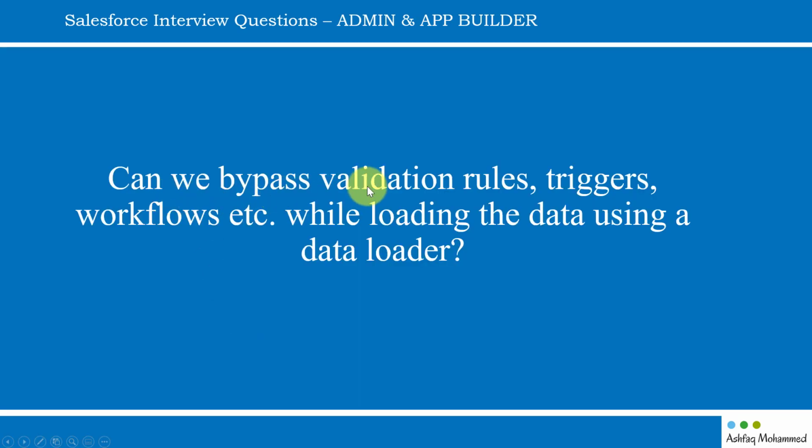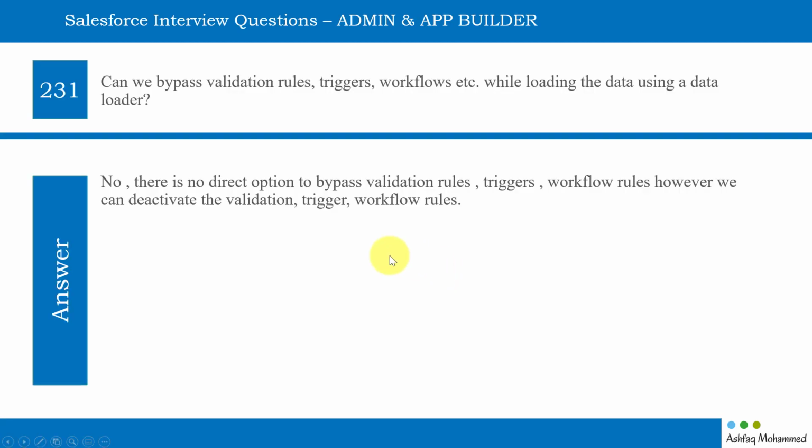Can we bypass validation rules, triggers, workflows, etc. while loading the data using the data loader? Let's see what the answer is. No. There is no direct option to bypass validation rules, triggers, or workflow rules. When you upload the data, there are multiple validation rules, so we have to make sure that whatever data we are uploading matches all the validations. If there is any validation error, then your data load will fail.